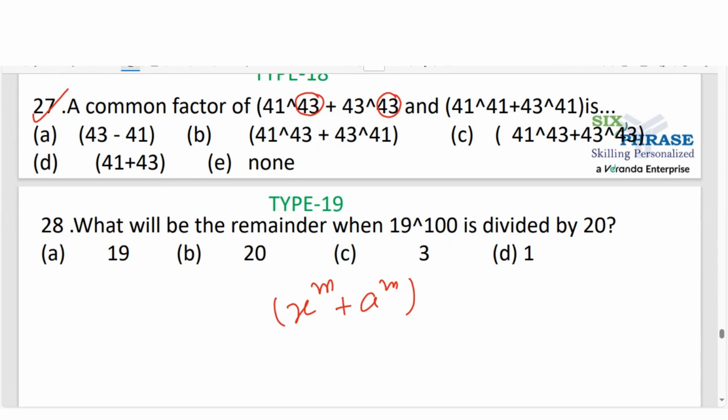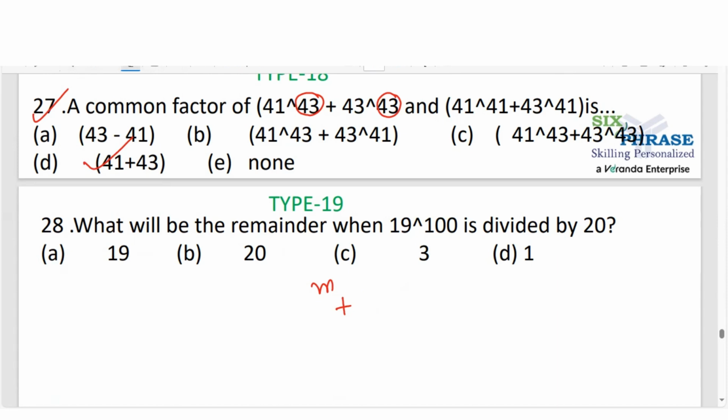Same thing here, 41 to the power 41, 43 to the power 41. Again we see the same thing, x to the power m plus a to the power m. Here the power m is the same, so it is divisible by x plus a, 41 plus 43. So this number is divisible by 41 plus 43 and this is also divisible by 41 plus 43. So our correct answer is option B. Right?